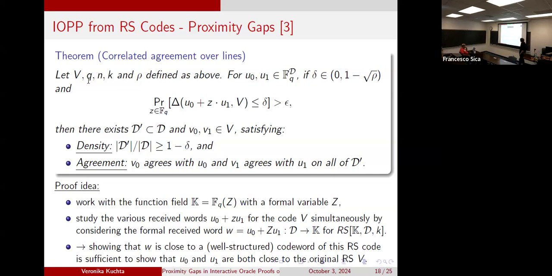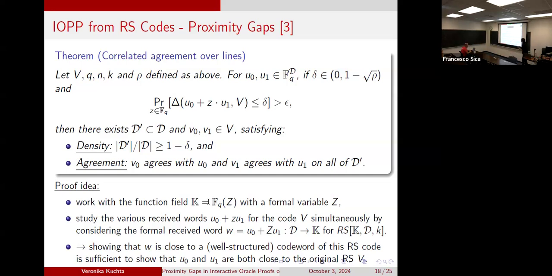The proof was done in this proximity gap paper by Eli Ben-Sasson. I think it runs over 15 or 20 pages. But just to summarize what is going on there, I'll bring you a few points. In order to prove the proximity gaps, in order to compute the error bounds for the proximity parameter up to a line in this interval, we work with the function field K, which is Fq(Z), with a formal variable Z.